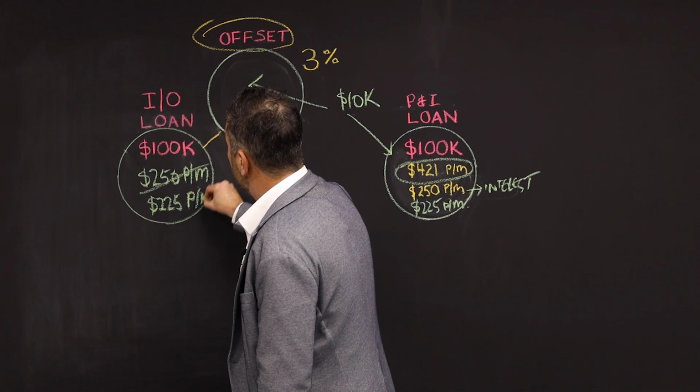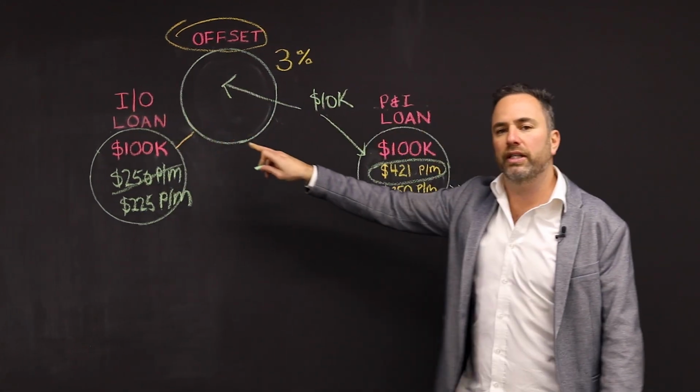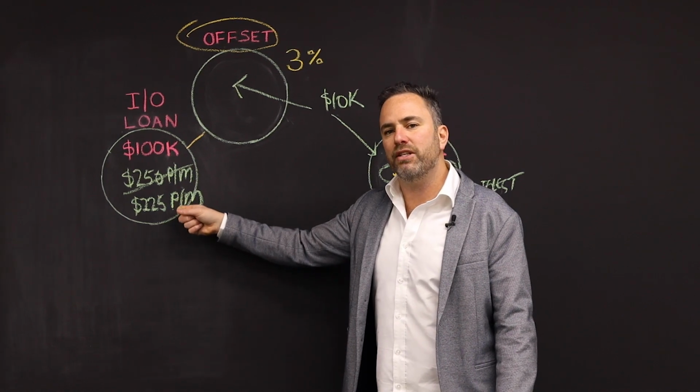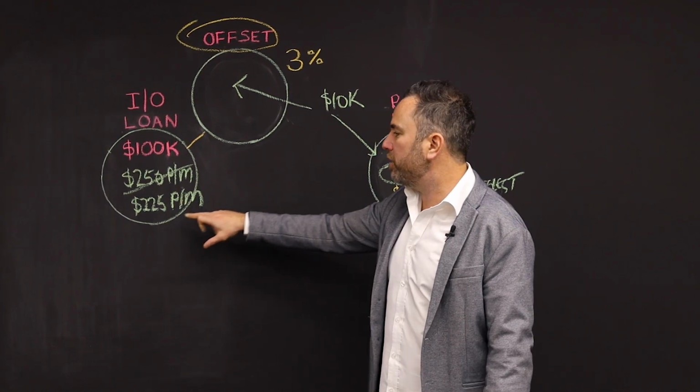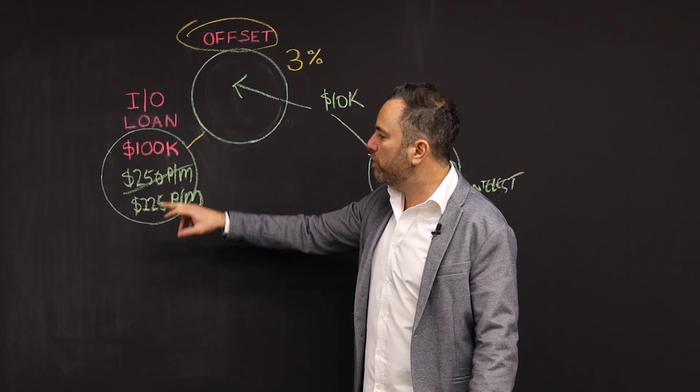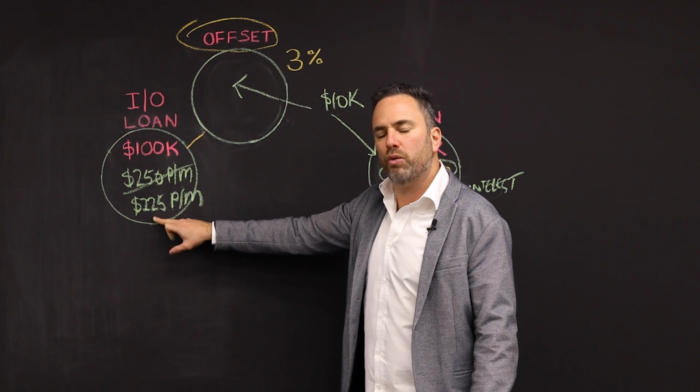But the key here is, because it's an interest-only loan, I'm only charged the interest. So the repayment is just the interest. So in this situation, my repayment will reduce. It'll go down by 25 bucks. So from 250, it goes down to 225.